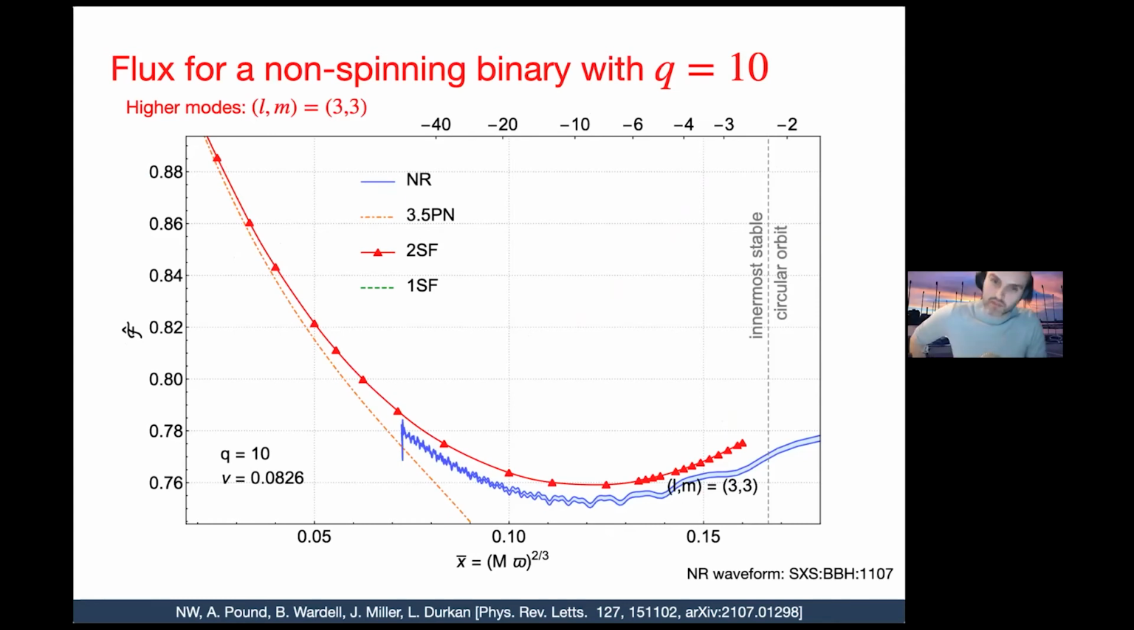Okay, so that was just the 2-2 mode, but we can compute more modes. As an example, let's look at the next subdominant mode, the 3-3 mode. So here's the same results again. Actually, now the second order result doesn't agree so well with numerical relativity. There was a bit of a gap. And in fact, the first order result is so bad, it's not even on the scale of this plot. So it's certainly doing better than first order, but there is a small difference for sure.